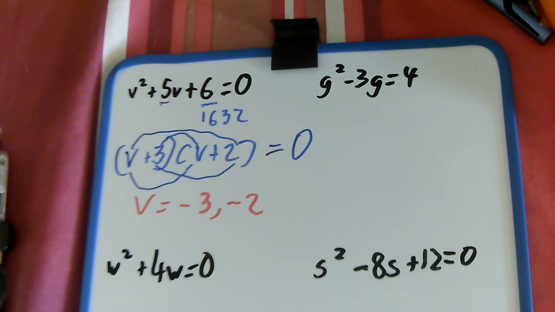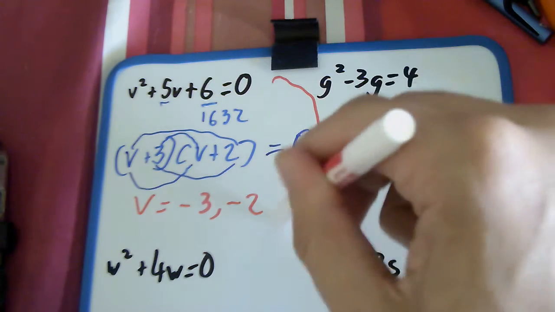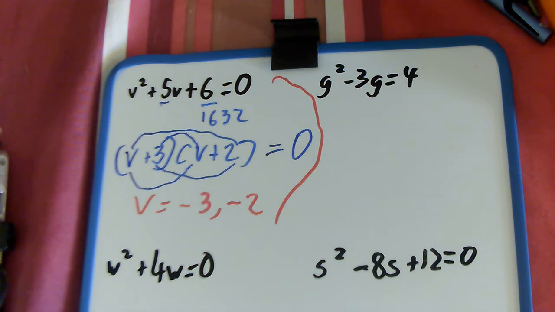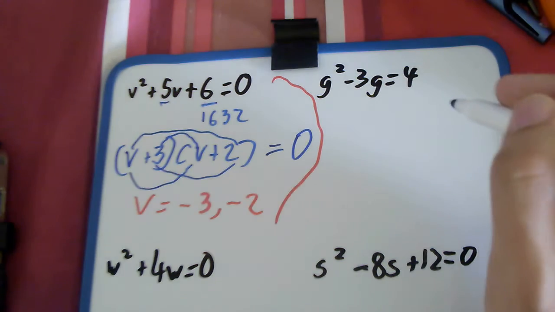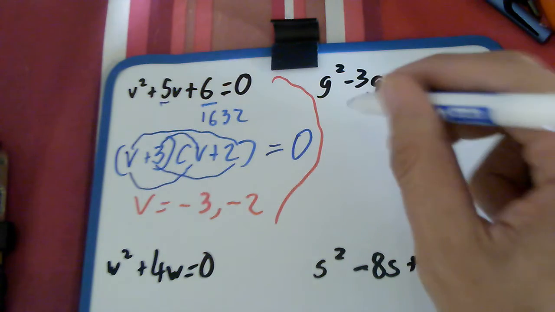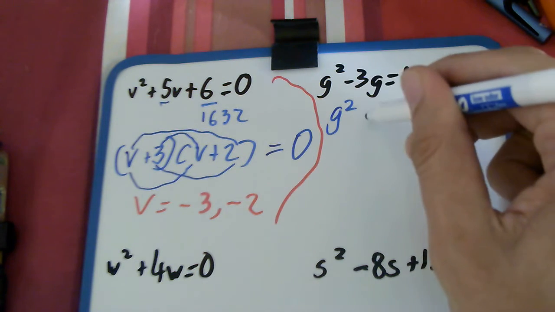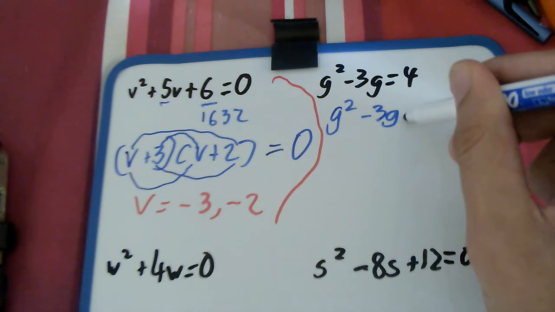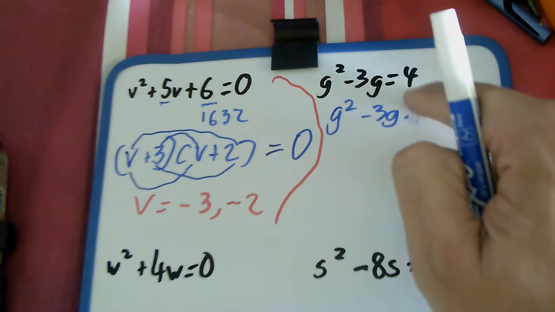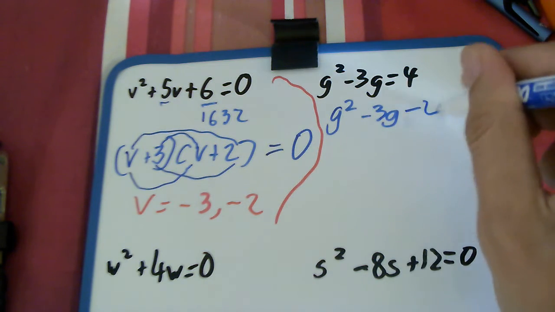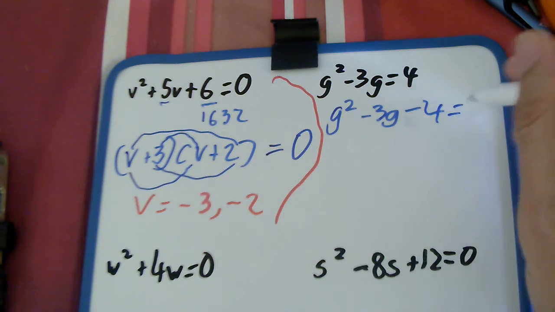Now if we look at the question on the right, g squared take 3g equals 4, we don't quite have that in the right format just yet, because we normally have it as ax squared plus bx plus c equals 0. So we need to minus 4 from both sides. That way we'll end up getting 0. So g squared take 3g equals, and if we're minusing 4 from both sides, it's going to be minus 4 on that side, and 0 on the other side.